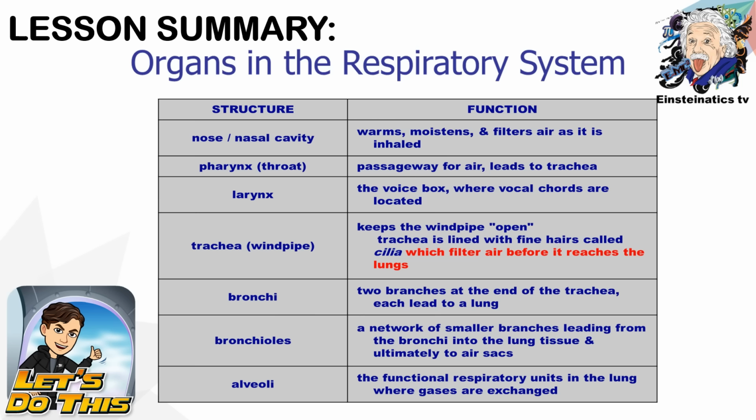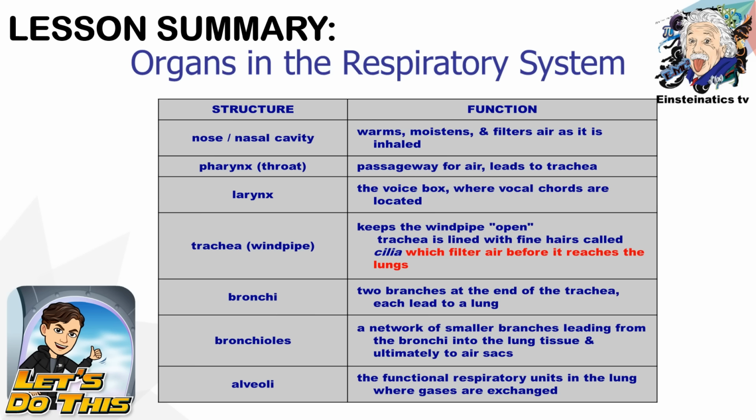Next one is the larynx, also known as the voice box. So this is where the vocal cords are located. Next part is the trachea, commonly known as the windpipe. It is lined with fine hairs called cilia, which filter air before it reaches the lungs.